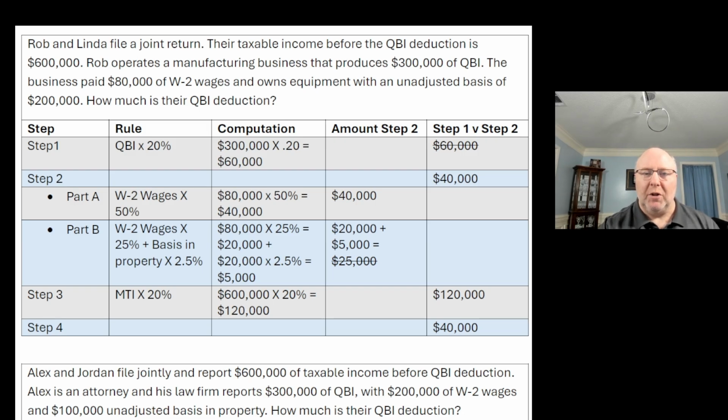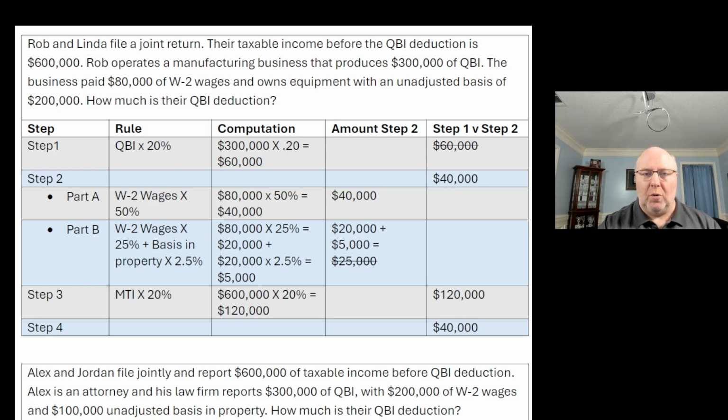Then we go to step 2. As we were talking about with step 2, we have a Part A and a Part B. Part A is 50% of W-2 wages. In this situation, the business paid $80,000 of W-2 wages. So if we take the $80,000 of W-2 wages times 50%, Part A yields an answer of $40,000.